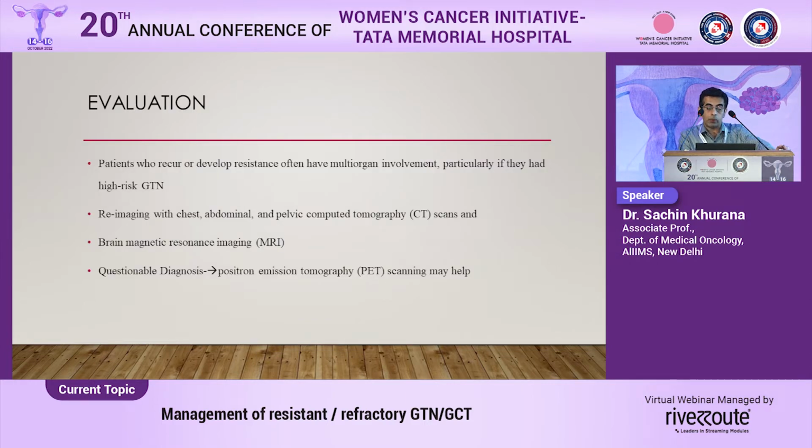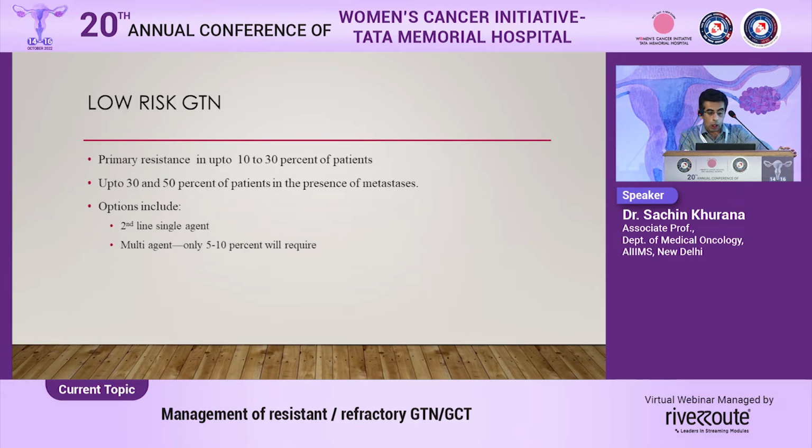So what will we do when we have diagnosed relapsed GTN? We'll evaluate and do proper staging: CT scans, a brain MRI if required, and if we have a questionable diagnosis, a PET CT scan can also help. So options for a low risk GTN will include either a second line single agent or a multi agent. Now how to decide between these two?